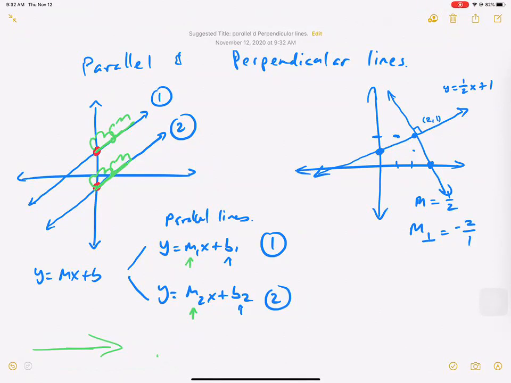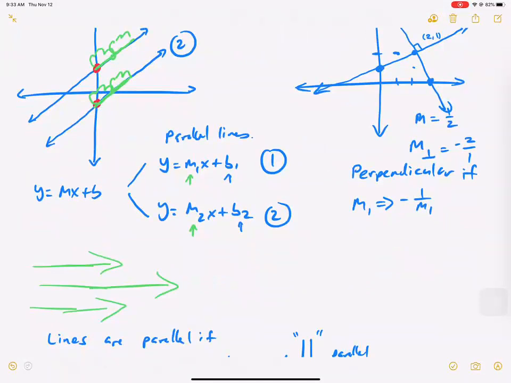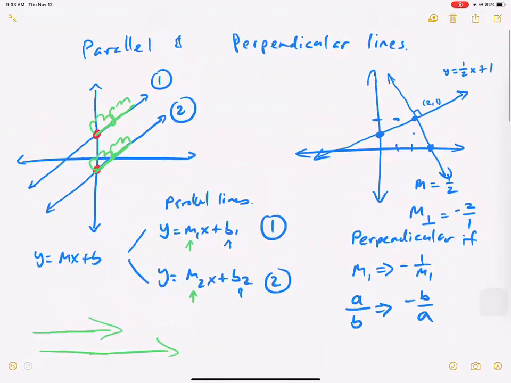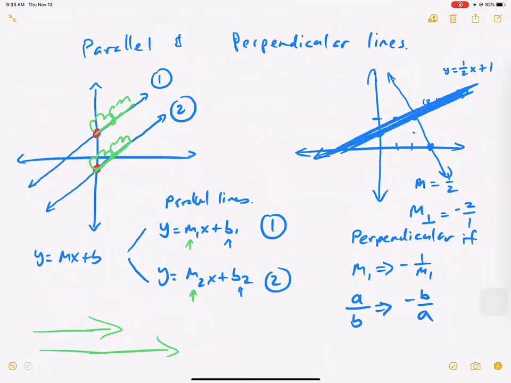So here is what we say about perpendicular lines. Lines are perpendicular if m1 doesn't equal m2, but m perpendicular becomes -1 over m1. It's a negative reciprocal. Let's look at this more practically. If I give you letters a and b, a over b, the perpendicular slope is -b over a. So our slope goes from a positive to a negative. Let's look at the graph to see if that's true. This is a positive slope going up. The perpendicular will always be the negative version of that.